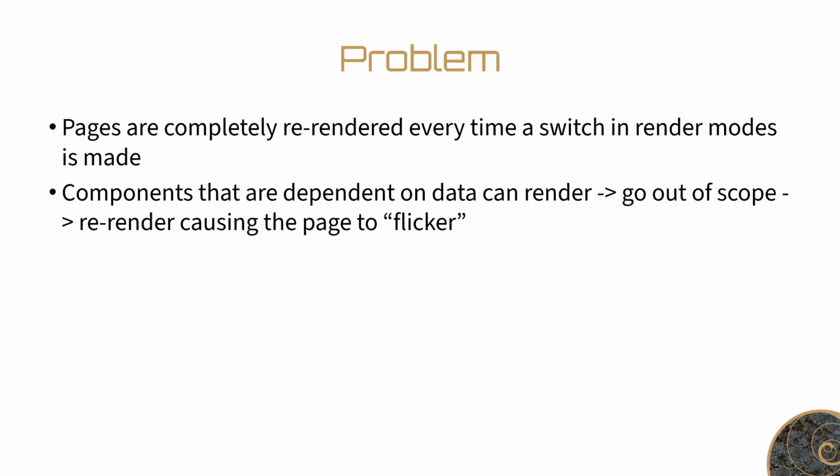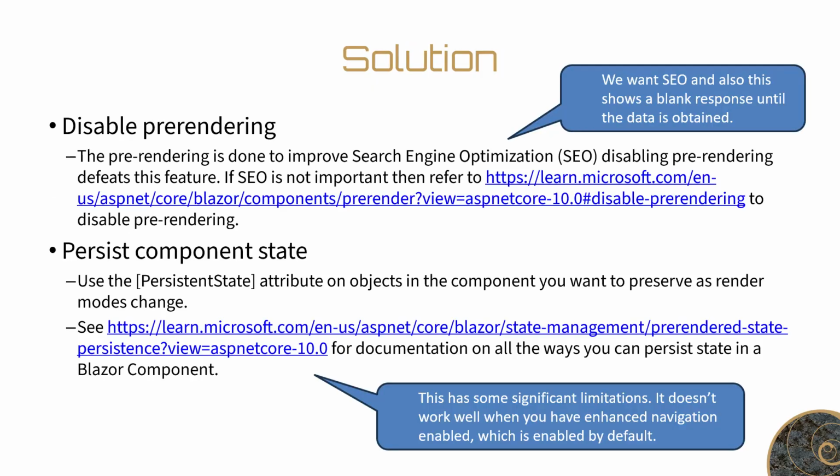The problem that we currently have is our pages are completely re-rendered every time we switch render modes. That means our components that are dependent on data can render, show some data, go out of scope, hide the data, then re-render, basically because it goes back to the default view with a null for your data object, and then re-render, causing the page to get this little flicker effect. If it's happening really fast, the user may not see it. If things get slowed, you get that little flicker, and it doesn't look great, and it can create some uncertainty in some use cases.